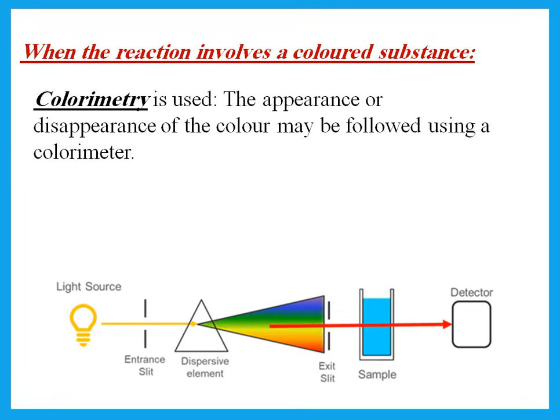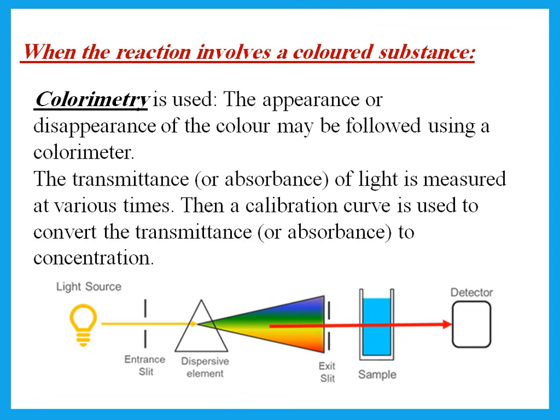So if one of the substances is colored, we can measure its change in concentration by measuring the transmittance of light at various times. Then a calibration curve is used to convert this transmittance to concentration, so we can follow the change in concentration of this colored substance. So of course we use colorimetry if one of the reactants or products is colored.